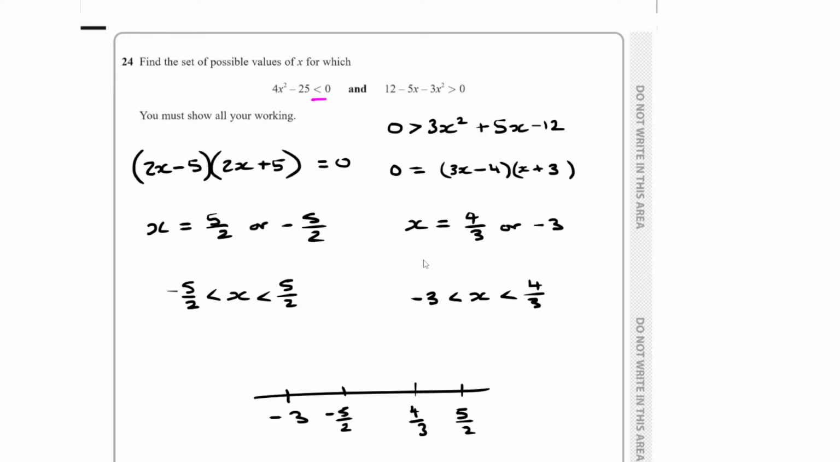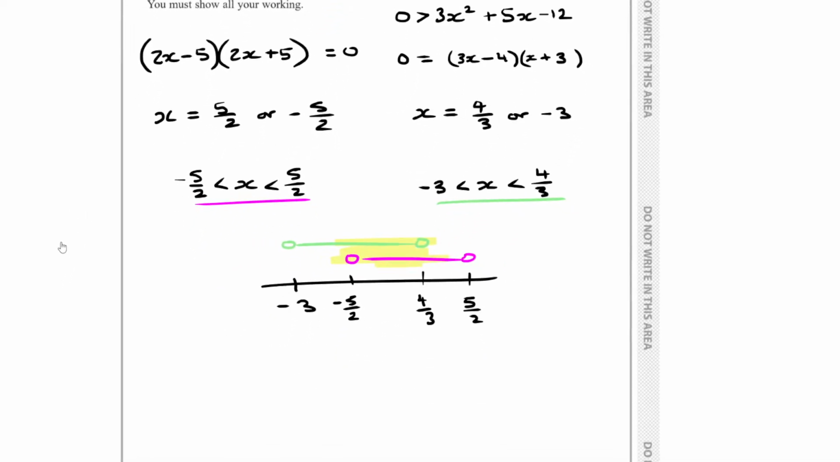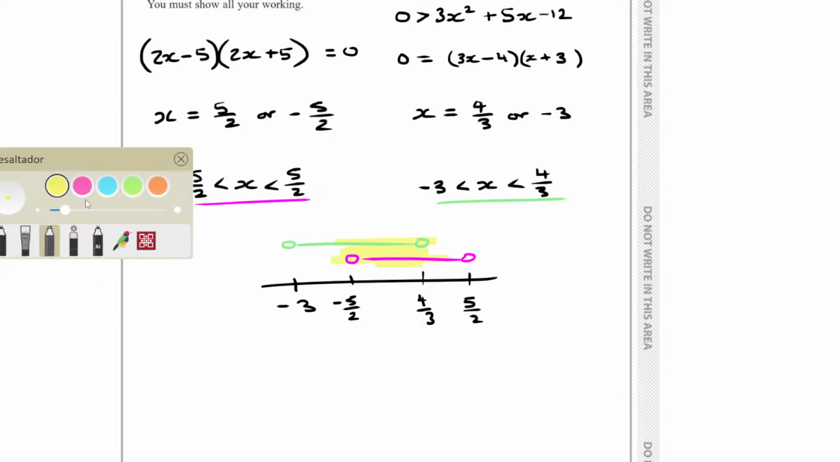5 over 2 positive. So if we do them separately, this one is like, if I were to draw it, it would be like this, wouldn't it? And then if I do the other one in green, that one would be like this. So do you see how if I just look where they overlap, it is negative 5 over 2 and 4/3. And it's again a range. It's between, x is between those two values, isn't it?